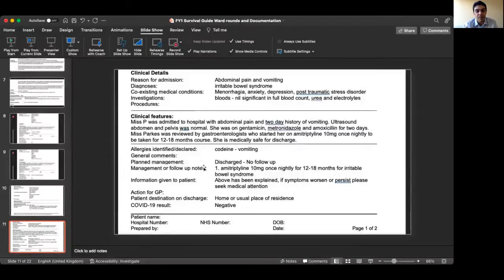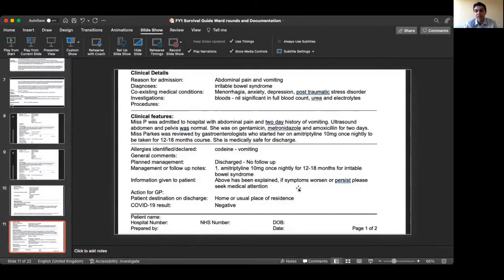And in the plan management notes, this patient will not have any outpatient follow-up, so they say no follow-up. They go on to list amitriptyline, which this patient should take for 12 to 18 months for irritable bowel syndrome. And in terms of information given to the patient, they say above has been explained. So what they mean by that is they've explained the diagnosis to the patient and the medication they should take, so amitriptyline for 12 to 18 months.